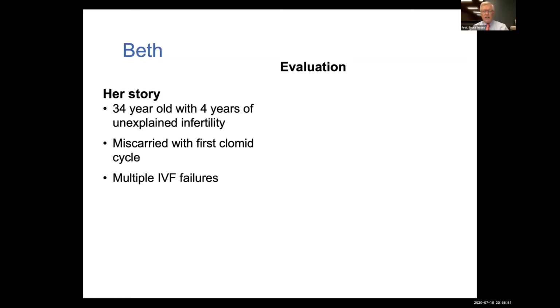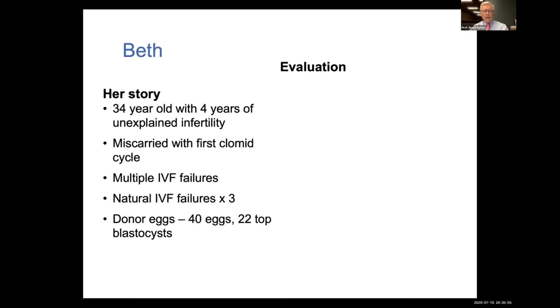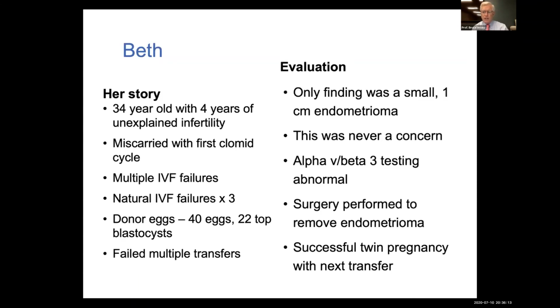So she went to San Diego and got a donor egg. And she had 40 eggs from this donor, got 22 top blastocysts, and then failed, I think, 2 or 3 more cycles with those normal donor embryos. Now this woman had a small endometrioma, but it did not concern her doctors. She had already spent $100,000 at this point.